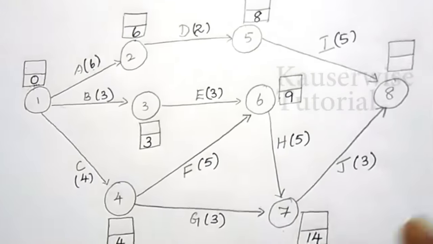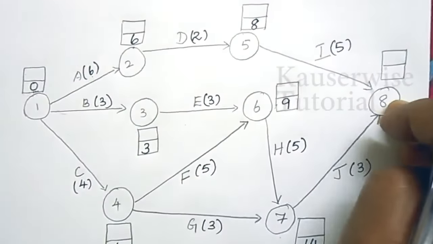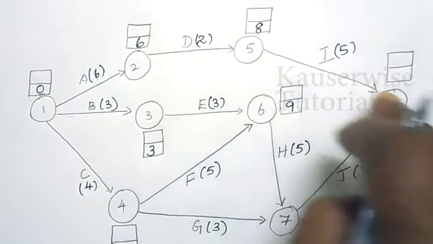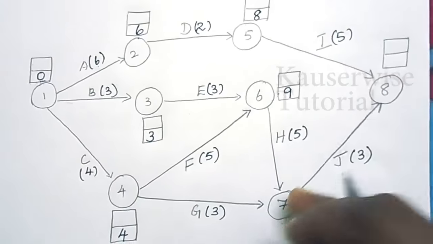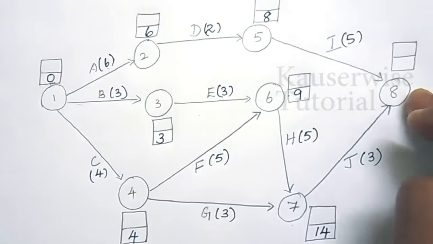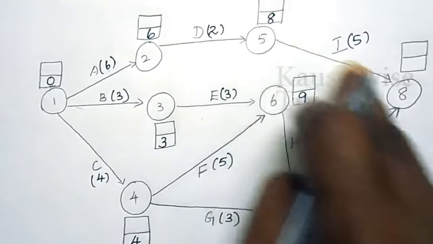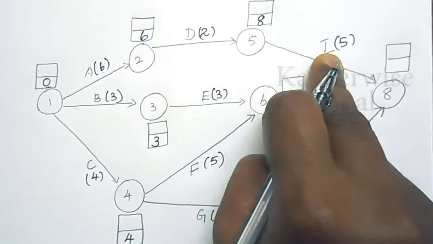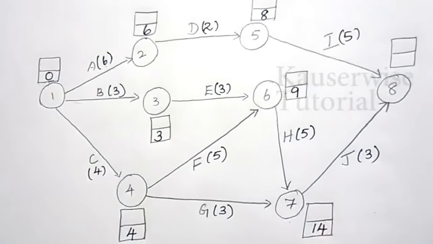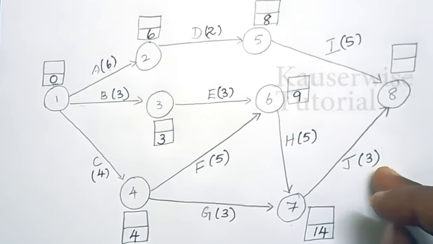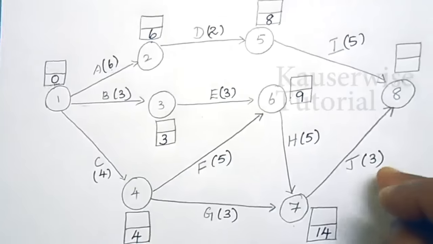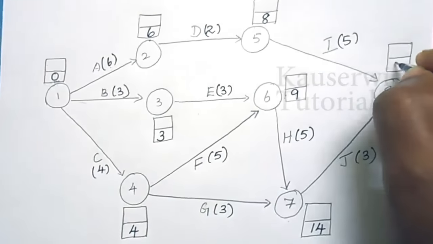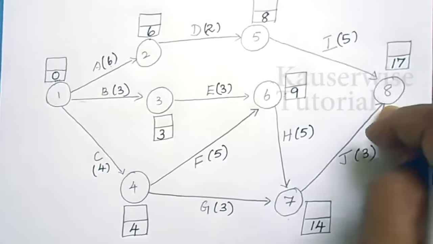Then, the last one is 8. For 8, again we have two options. The first option is 5 to 8. The second option is 7 to 8. So again you have to find the maximum value. For 5 to 8, the earliest start time is 8 plus 5 is equal to 13, or 14 plus 3 is equal to 17. So which one is maximum? 17 is the maximum. So we have to take 17 as earliest start time of node 8.